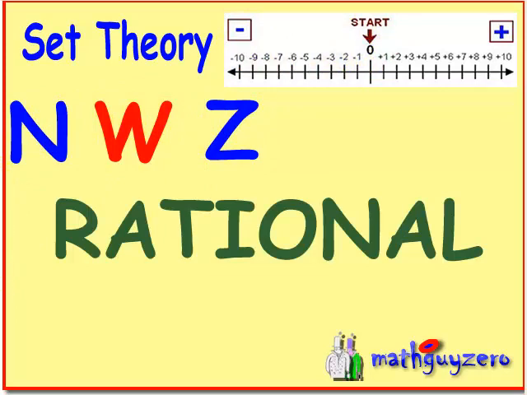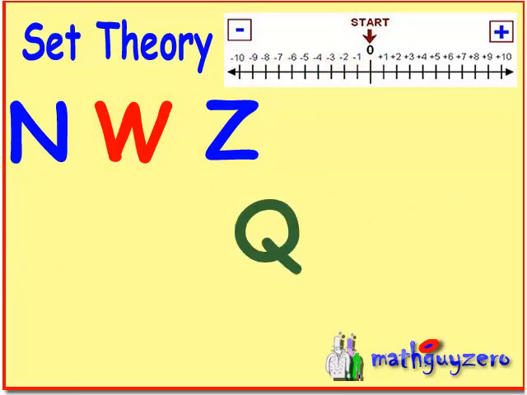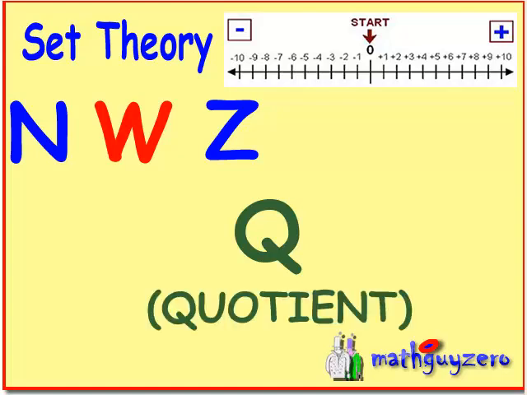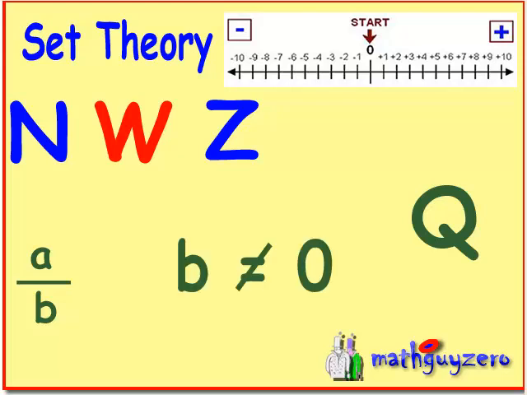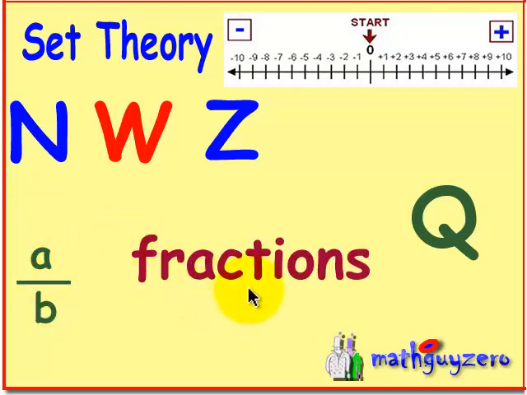Coming up next is the rational numbers. We use the letter Q to represent the set of rational numbers. Q stands for quotient. I'm pretty sure it's Latin or something. All right, a rational number is defined by one number, a, divided by another number, b, with one exception. b can never be 0 because we do not know how to divide by 0 yet. I'm working on it.